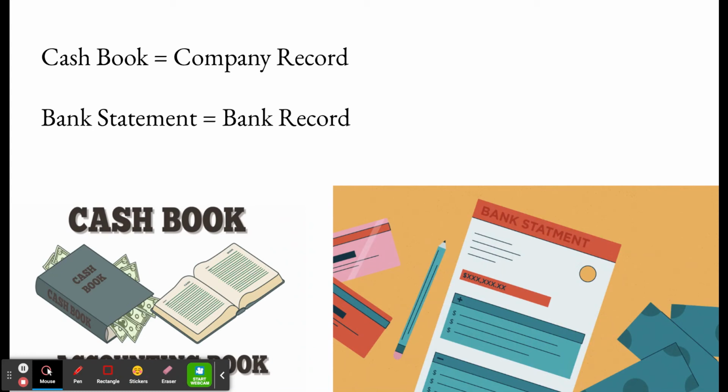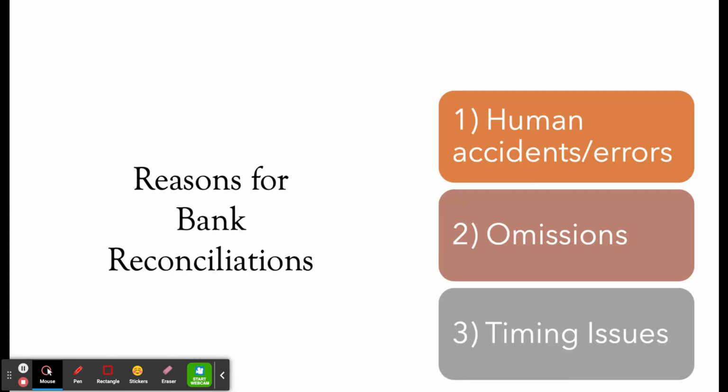Both statements should equal the same amount. However, most of the time this isn't the case. Thus, bank reconciliations are implemented. The reasons as to why these two statements may not add up include human error, as maybe the person recording the transaction might have misspelt an amount or even misread, which can be understandable as everyone can make a mistake.